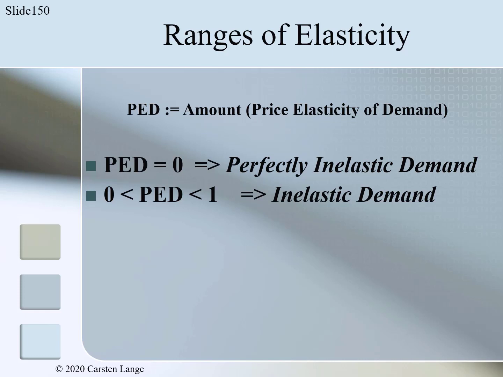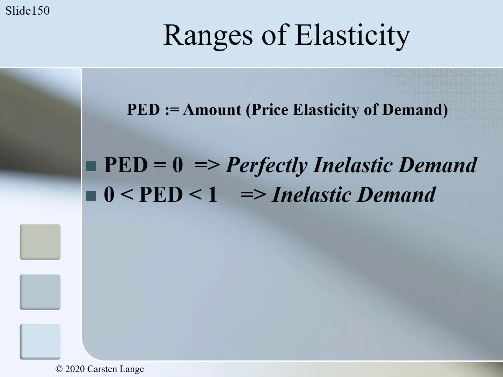So if price elasticity is small, smaller than 1, it's called inelastic. The decrease in demanded quantity is small in relation to the increase of price. Whatever the percentage price increase will be, the percentage decrease in quantity demanded will always be smaller than the percentage increase in price which triggered it.